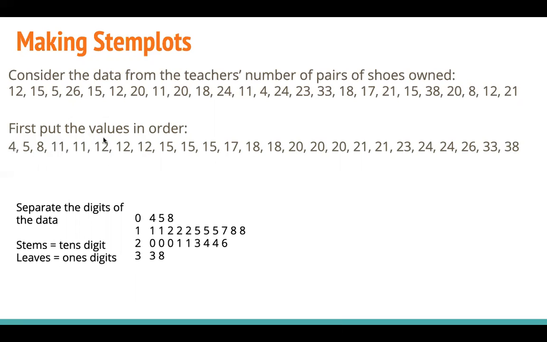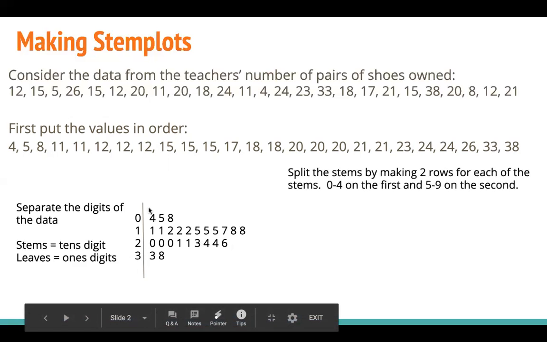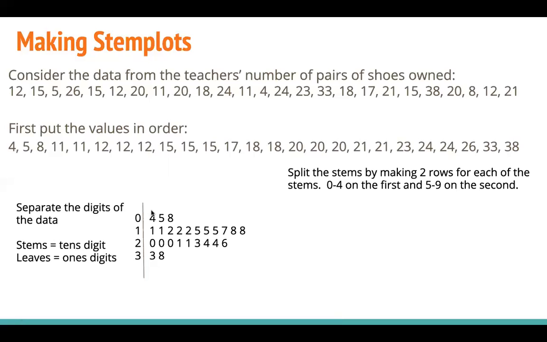This gives 1, 1, 2, 2, 2, 5, 5, 5, 7, 8, 8. Those are all entered in the 1 row. And then for the 20s, 20 becomes a 0, so I record 0, 0, 0, 1, 1, 3, 4, 4, 6 in the 2 row. Lastly, I've got the 3 and the 8 recorded in the 3 row. Oh, and I put a line in between the stems and the leaves. So this is a stem plot.